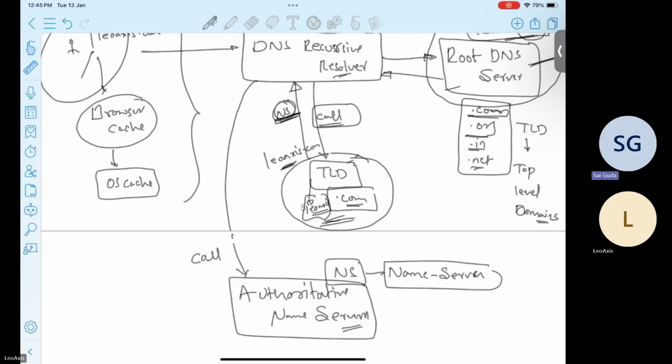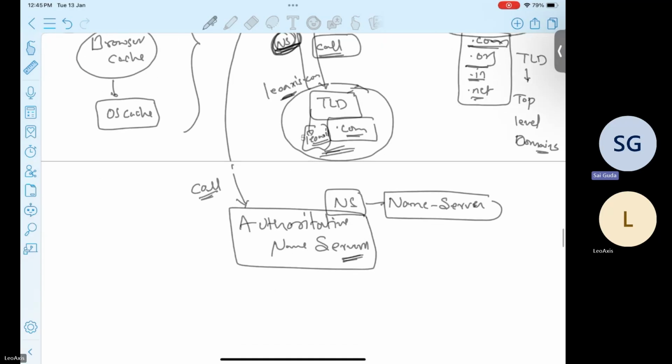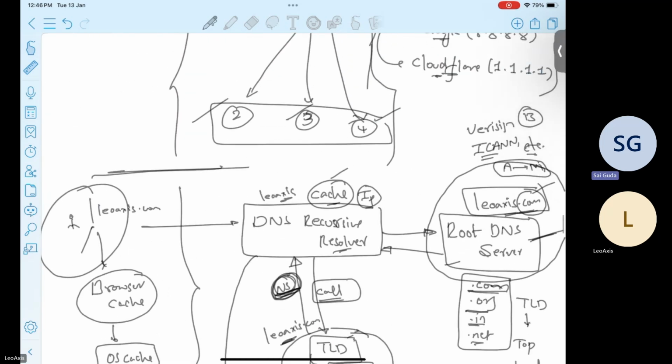Now this resolver, taking this name server extension, makes a call to the authoritative name servers. So this is the final server of the respective DNS system.